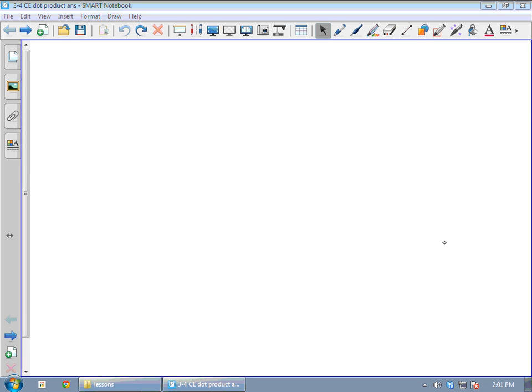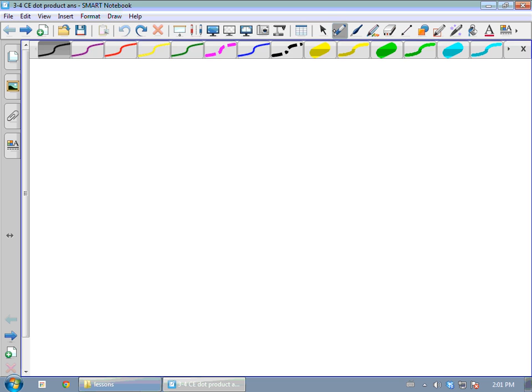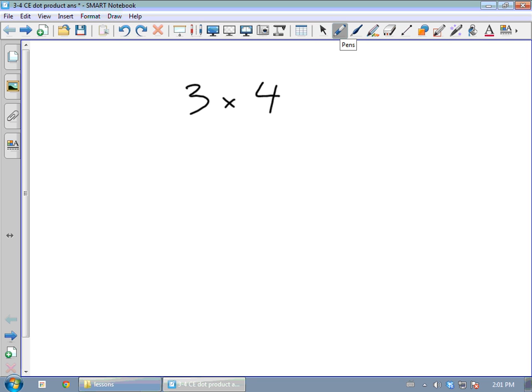So what we're interested in looking at is how we multiply vectors together. You guys are all familiar with multiplication. If I write something like 3 times 4, we've got two scalars that we're multiplying together.